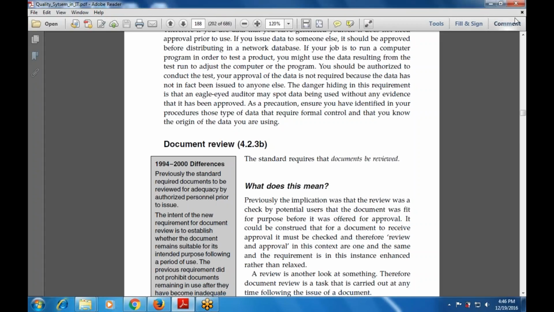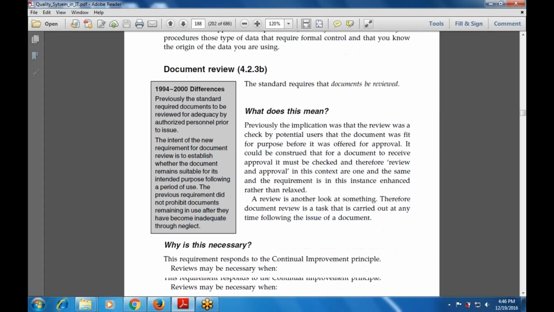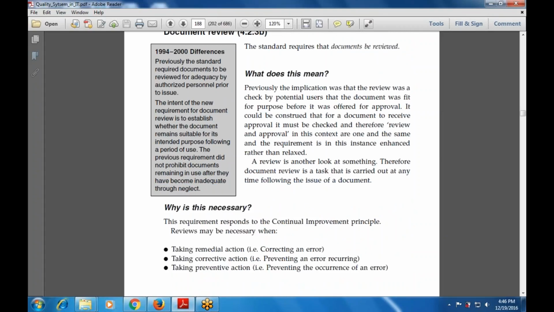This also describes how the documents are to be reviewed for the approval. Reviews may be necessary when taking remedial action, that is correcting an error, preventing an error, and preventing the recurrence of an error. So there are three parts: one is correcting the errors, one is preventing the errors, and one is preventing the recurrence of the errors.